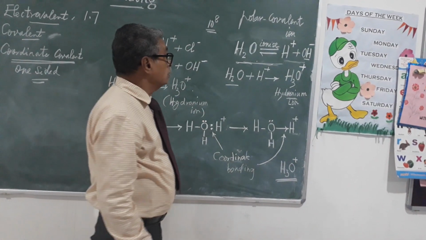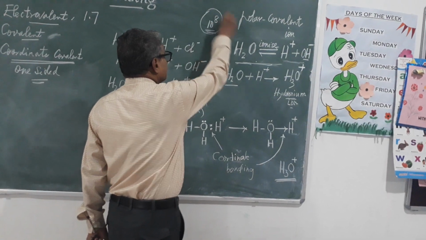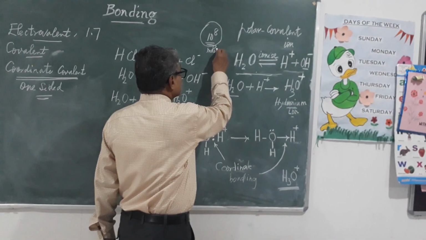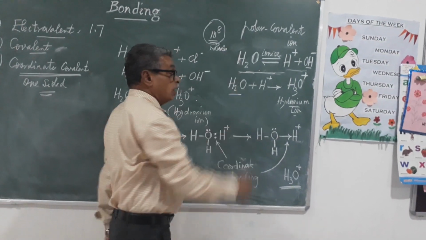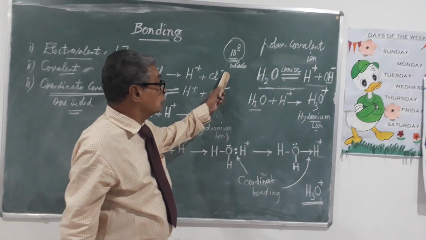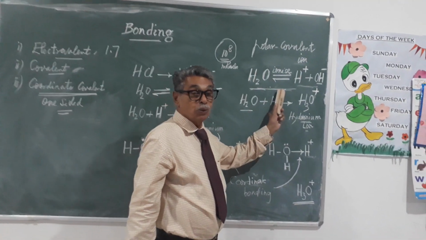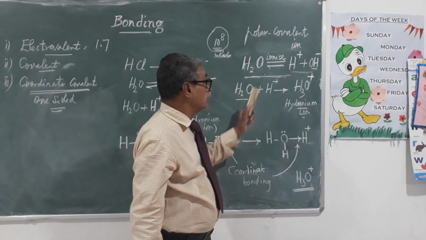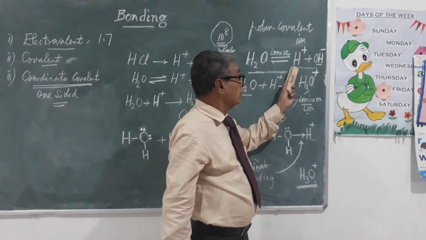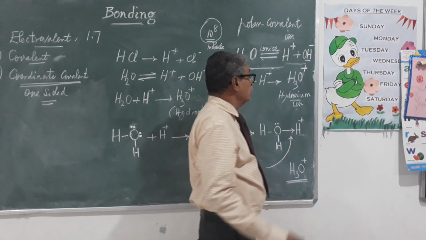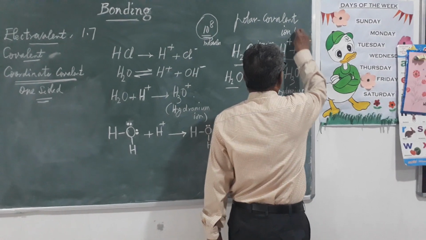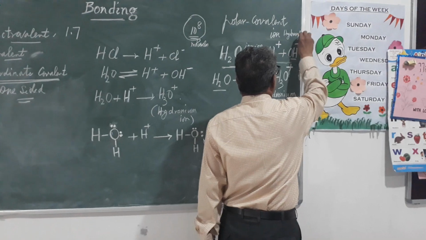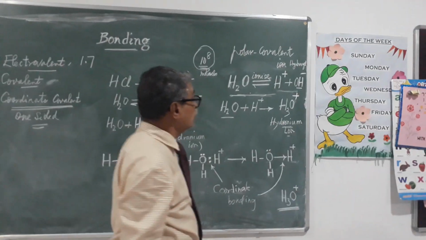You can see, out of 10 to the power of 8 molecules, please note down these things in your book, out of 10 to the power of 8 molecules of water, one molecule ionizes, giving one hydrogen ion and one hydroxyl ion. This is the hydroxyl ion, spelled H-Y-D-R-O-X-Y-L. One hydroxyl ion and one hydrogen ion.